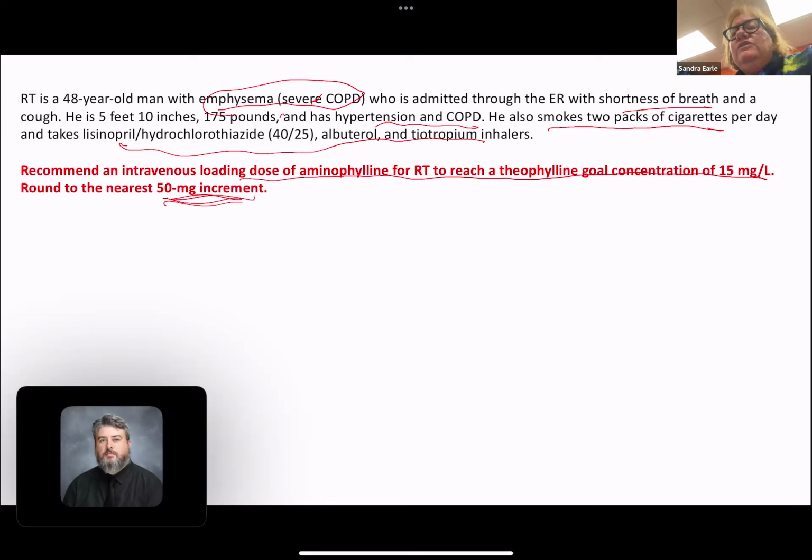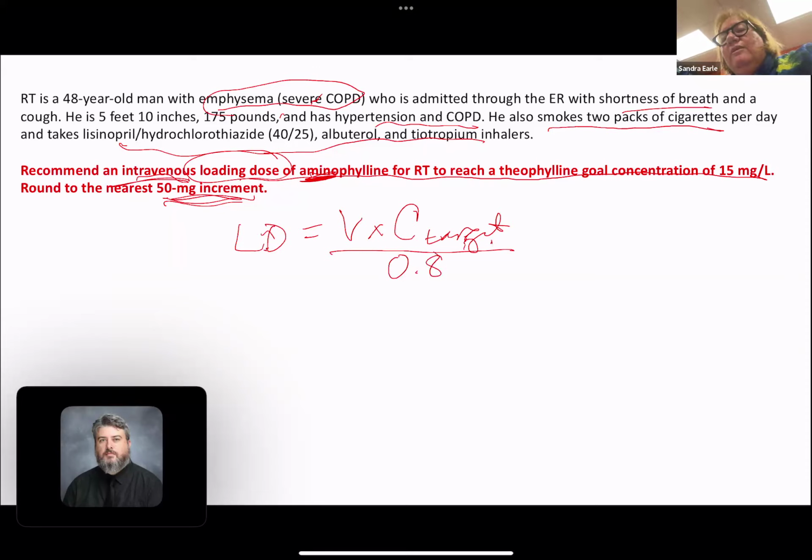Okay, so how are we gonna do a loading dose? Loading dose is pretty straightforward, right? It's just filling up a particular volume to a certain target concentration. Again, as far as we know, there's no drug on board, so we don't have to worry about that. We're giving it IV, so we don't have to worry about bioavailability. But since we're giving aminophylline, this target is going to be in terms of theophylline. So in order to get this loading dose in terms of aminophylline, we're going to have to divide it by the salt form, aren't we?